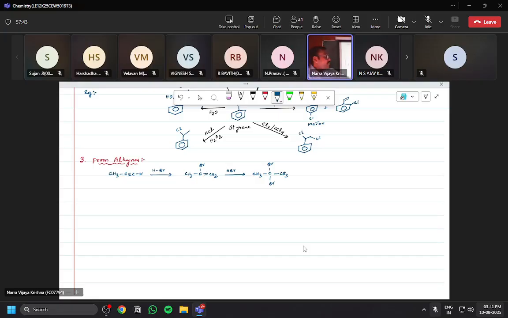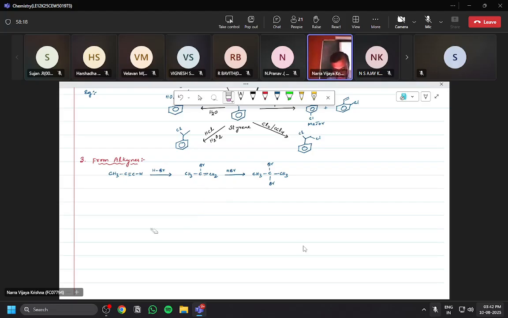Because after adding this H plus, if we have positive charge on this carbon, these halogens can donate their lone pair of electrons into that empty orbital. That enhances the stability of such carbocations. That's why generation of positive charge on the same carbon where electronegative atoms are present becomes stable.